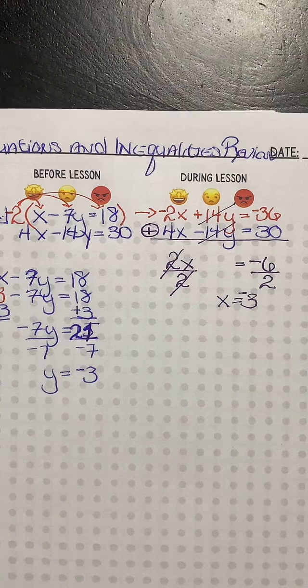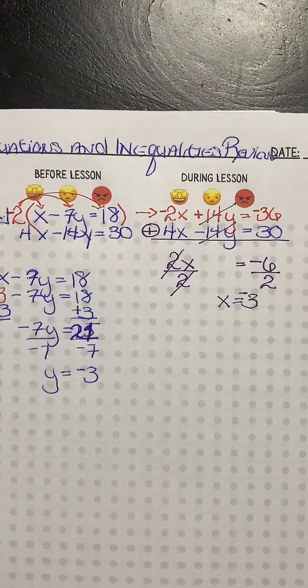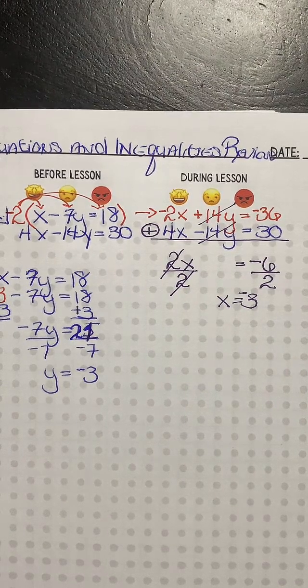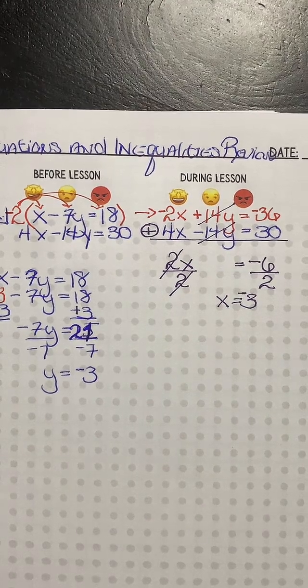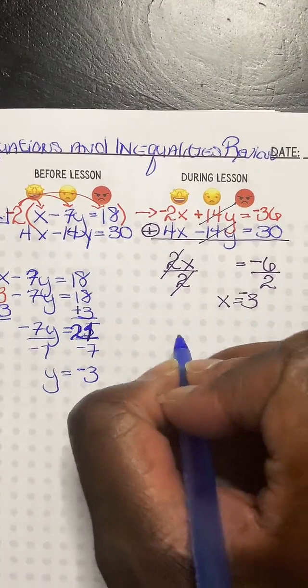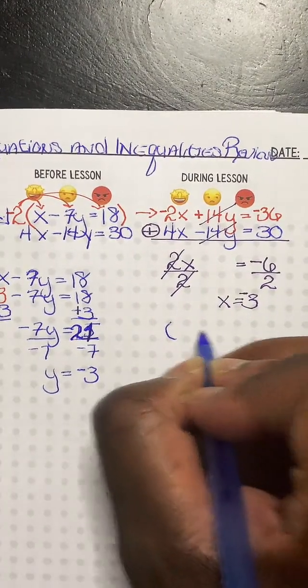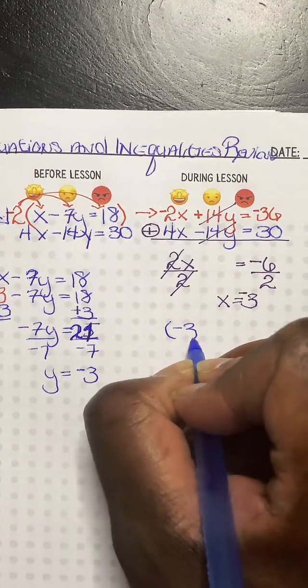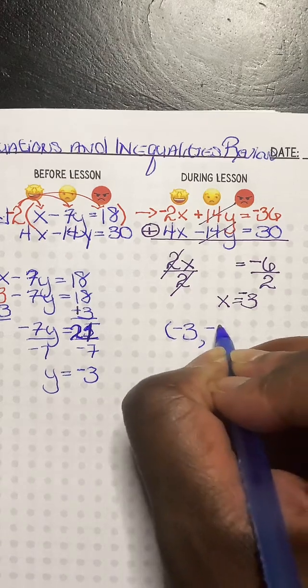Okay. Because I'm sitting here and I see everything going flash, flash, flash, flash, flash. And I'm like, what? Okay. Yay. All right. All right, so my point of intersection is negative 3, negative 3.